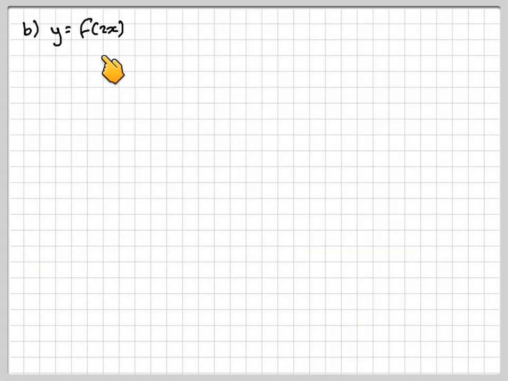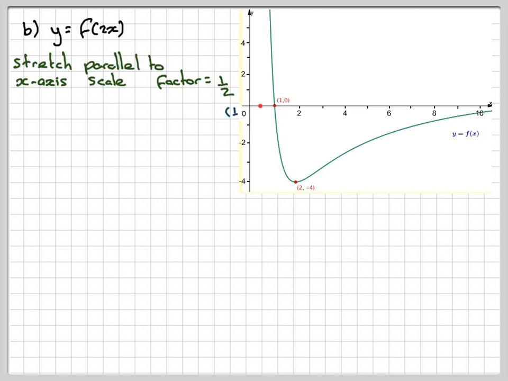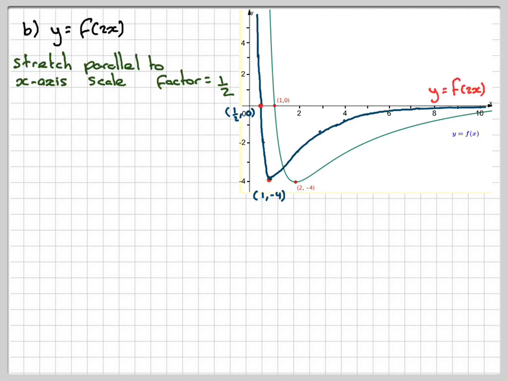Part 2, y = f(2x). Well, f(2x) is a stretch parallel to the x-axis, scale factor ½. So this point here will move to (½, 0), and this point here will move to (1, -4). All these points will be cut in half, so I'll just put these points on here to help me. So draw the graph like that. So this is y = f(2x).